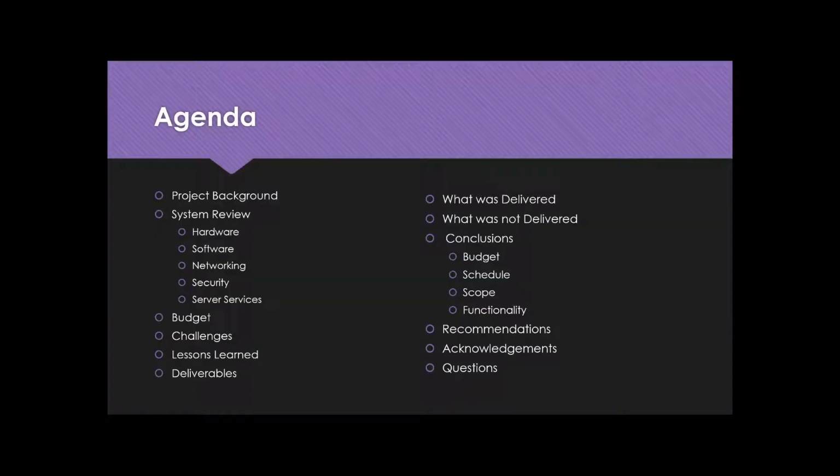Before we delve into the information of the presentation itself, a quick overview of what will be talked about today. The project background, a system review, the budget, the challenges we have faced, the lessons we have learned, the deliverables we sought for, what we were able to deliver, and what was not delivered, our conclusion of the budget, schedule, scope, and functionality of the project, our recommendations for possible future upgrades, and acknowledgments to all that have helped us throughout this project's time. Any questions can be left down below.